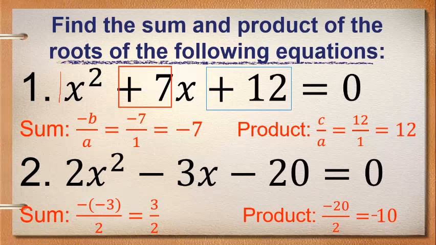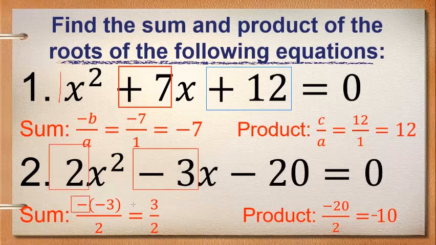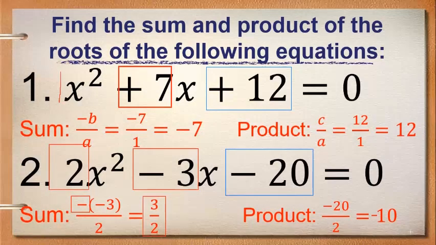Now, for the second one, we have 2x squared minus 3x minus 20 is equal to 0. Take note that our value of b is negative, and the formula is also negative. So this is negative 3, and the formula has a negative. So that is negative of negative 3 divided by the value of a, which is 2. Multiplying negative with negative 3 will have positive 3 divided by 2. That is already the sum of the roots of the second equation. For the product, we have c, which is equal to negative 20, then divide by 2, that is negative 10. 2 is the value of a.